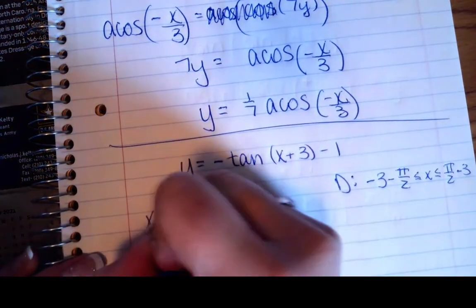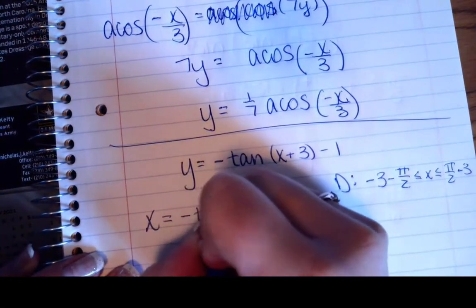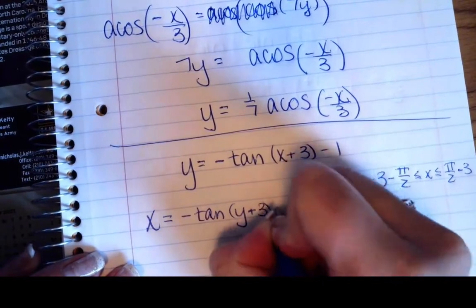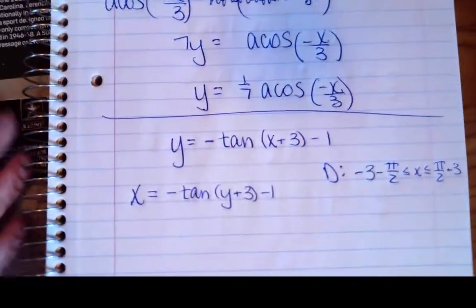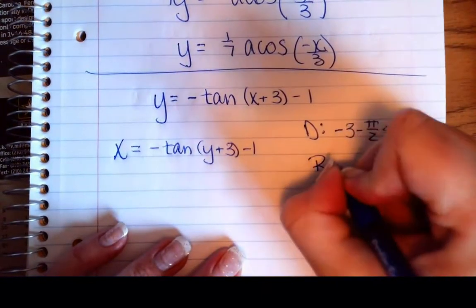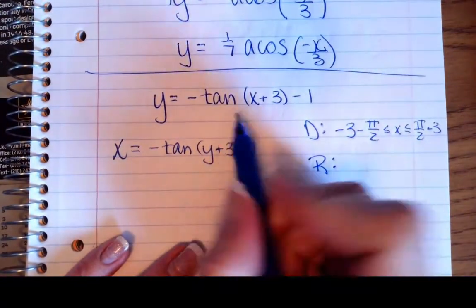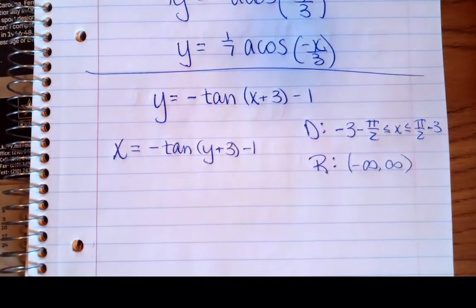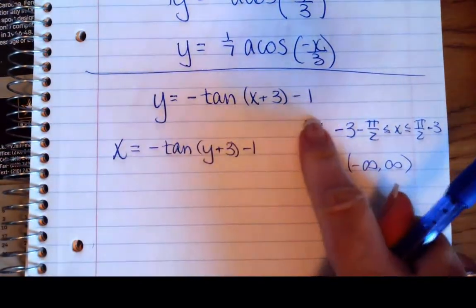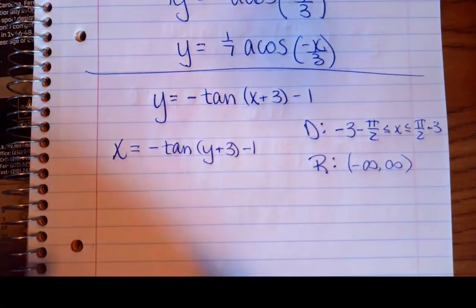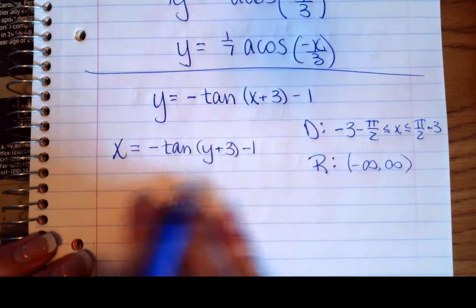So now I've got x equals negative tangent of y plus 3 minus 1. So I'm going to add 1 to both sides. Oops, sorry, what's your range? Your range, well, what's your range on tangent? Your range is from negative infinity to positive infinity. Okay, so now you know what your range is and what your domain is on your inverse function. So now we can go in and start solving.